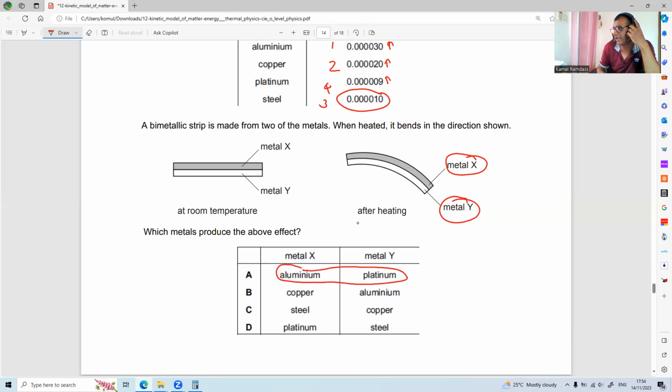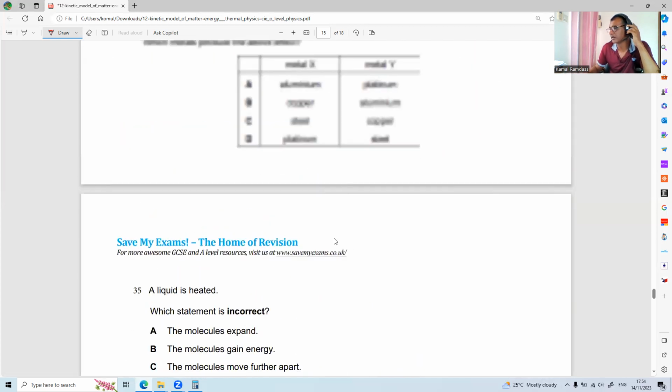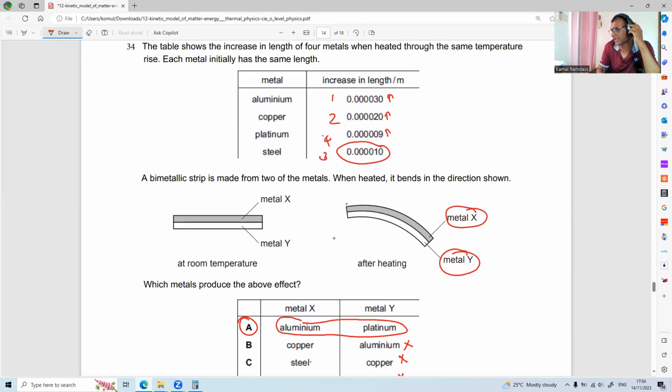Is metal X copper? No. Aluminium? No. Steel. Steel, so expansion less than copper, no. Platinum, so expansion is less than steel, that also, no. So, ah, this is the right answer. And how can we tell? We can get its length: the outer diameter of the arc is greater than the inner diameter. Okay, that means metal X can expand more than metal Y.